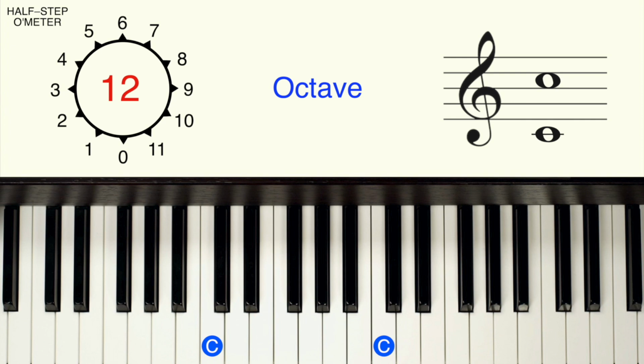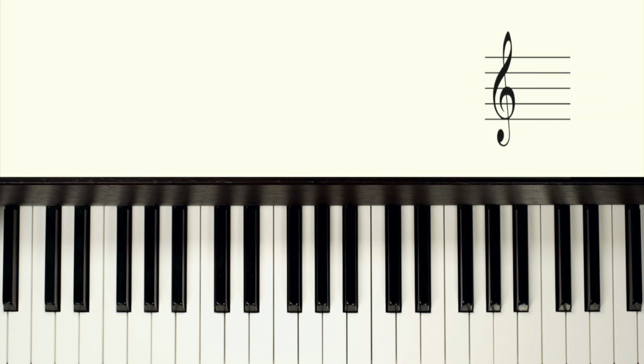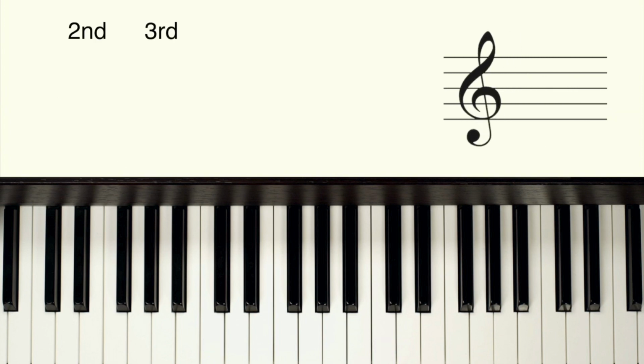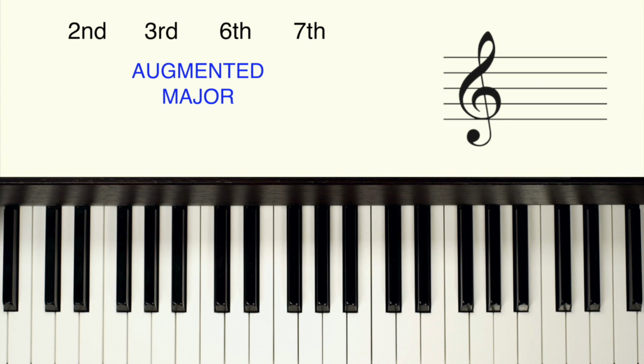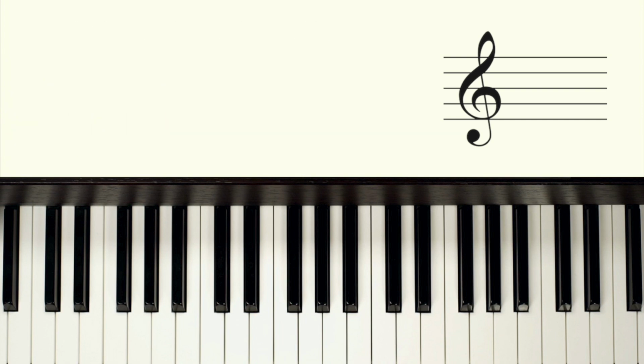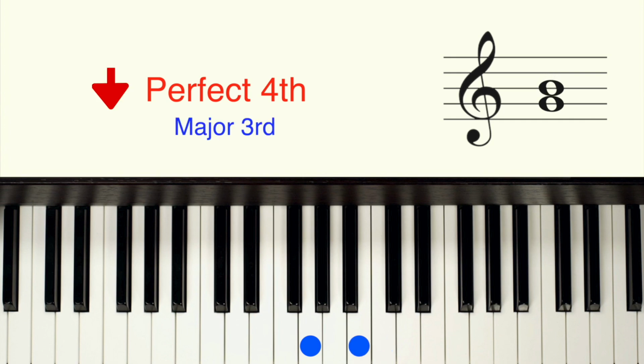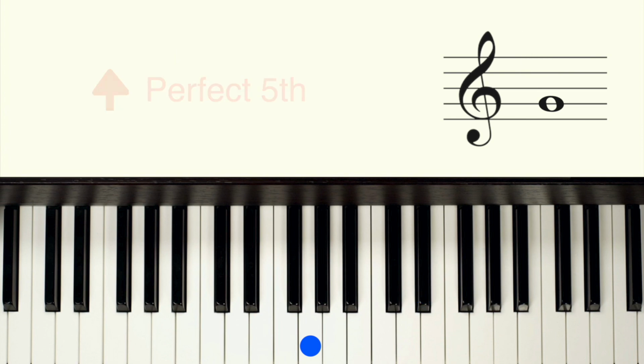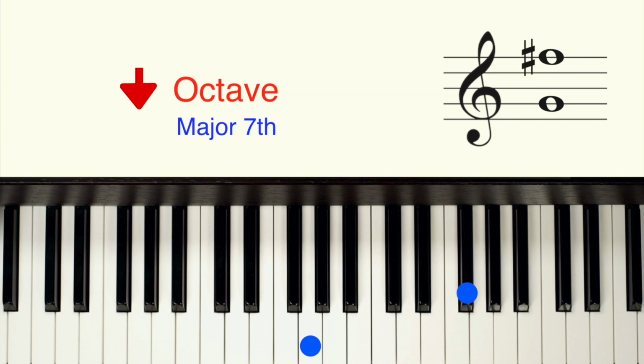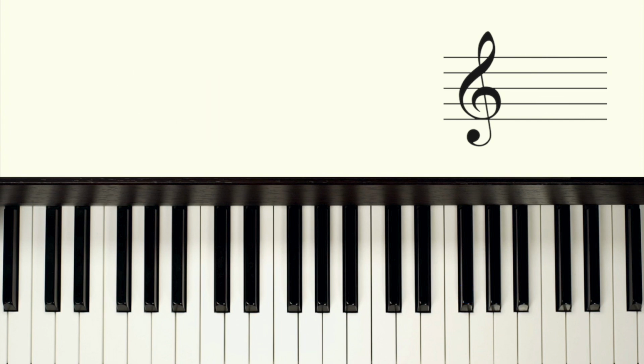So to wrap this up, if you have a second, third, sixth, or seventh, the interval qualities go from biggest to smallest: augmented, major, minor, and diminished. And try to remember those guide intervals. The perfect fourth, with 5 half steps, will lead you down to the thirds. The perfect fifth, with 7, will lead you up to the sixths. And the octave, with 12 half steps, will lead you down to the sevenths. Still breathing? Congratulations, that's a lot to absorb.